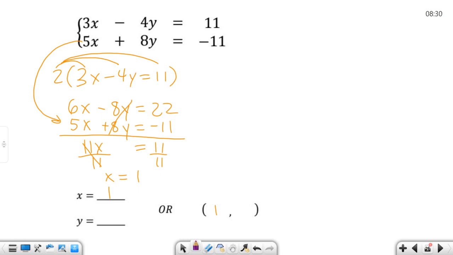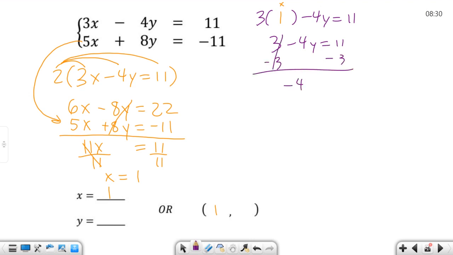So how do I find y? Well, I'm going to use the top equation. You can use either one, but I'm going to use the top one. So I'm going to say 3 times x minus 4y equals 11. What was x? It was 1, right? So 3 times 1 is 3. So 3 minus 4y equals 11. I'm going to subtract 3 from both sides. Negative 4y equals 8. Divide by negative 4. What do we get for y? 8 divided by negative 4 is negative 2. So y equals negative 2.